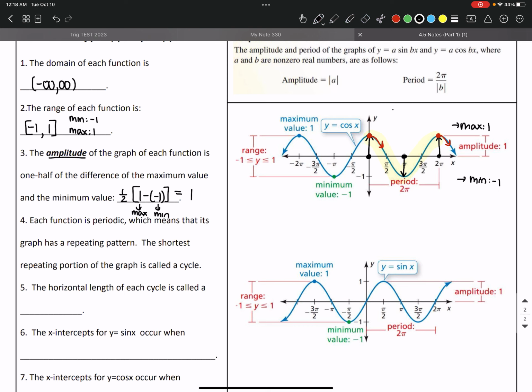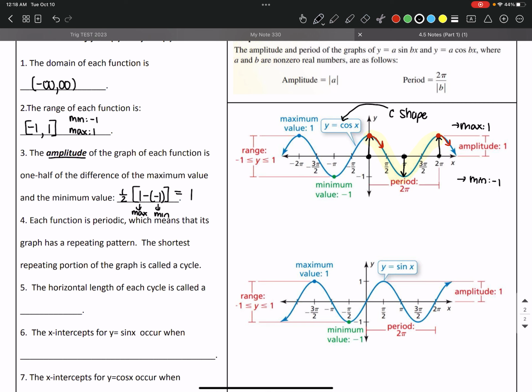And I call that a C shape. I call that a C shape because cosine starts with a C, even though it looks more like a U, because it's easier to remember. So the shape that's repeating for a cosine graph is a C shape.